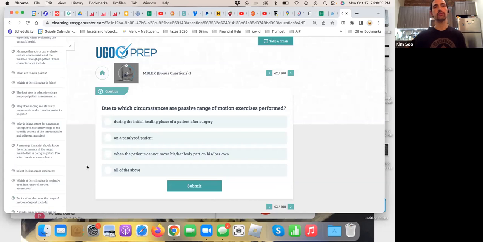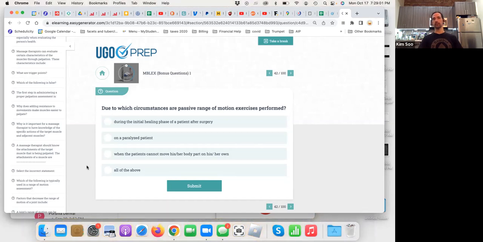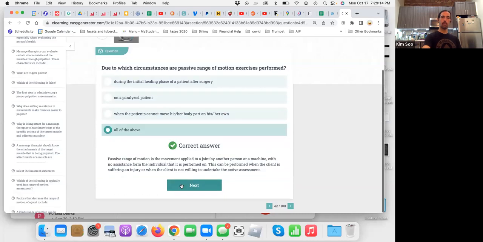Okay, number 42. Due to which circumstances are passive range of motion exercises performed? During the initial healing phase of a patient after surgery, on a paralyzed patient, when the patient cannot move his or her body part on his or her own, all of the above. Speak up if anything is not clear.